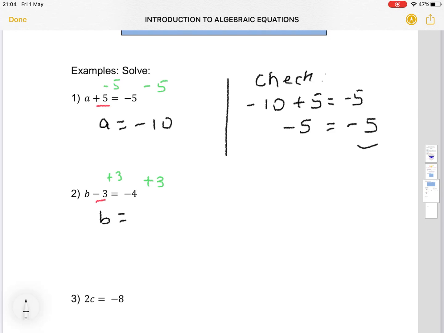I owe 4 euro, I have only 3 in my pocket. I give back those 3, I still owe 1 euro. So our B is equal to negative 1. If I need to check, then I substitute B by negative 1 in the equation. So checking.